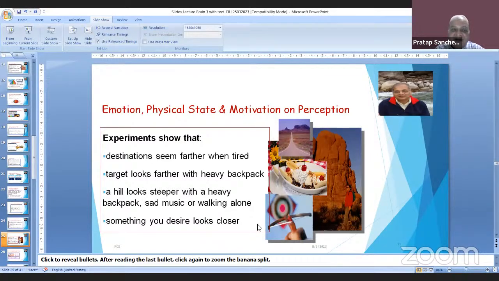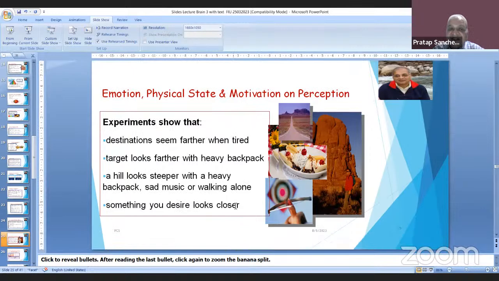Experiments have shown that emotions, physical state, and motivations are important in deciding our perceptions. When we are tired, our destination or the distance which we want to travel often looks farther, whereas it is easy when we are not tired. Similarly, with a heavy backpack, even if our destination is not far, it looks farther. A hill looks steeper with a heavy backpack, sad music and walking alone. And the reverse with no weight or a small backpack, good music and walking with a crowd or company, it does not look that steep. So we enjoy those ones. Something you desire looks closer. So your emotional state is a big factor.